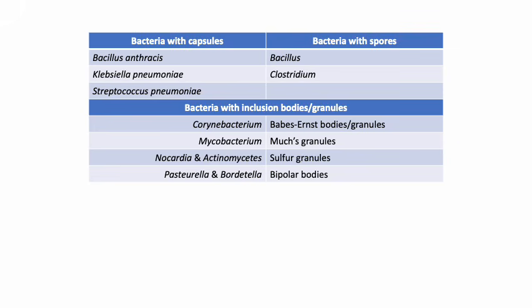Examples of bacteria that can produce spores are Bacillus and Clostridium species. Also, I have listed here those bacteria that produce specific inclusion bodies or achromatic granules, for example, Corynebacterium, Mycobacterium, Nocardia and Actinomycetes, and also Pasteurella and Bordetella.